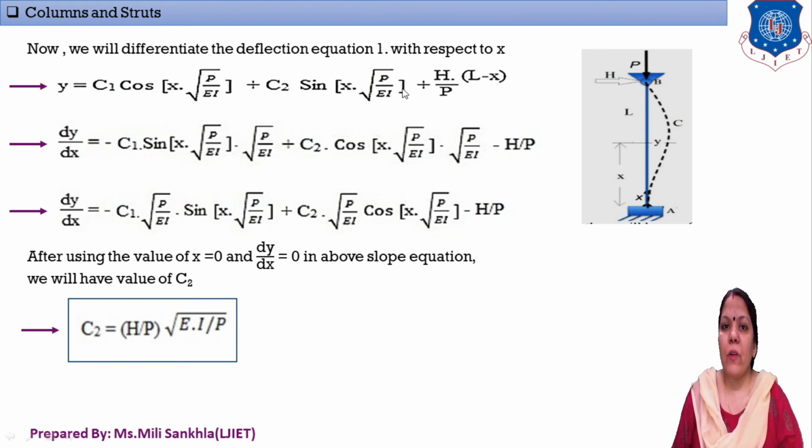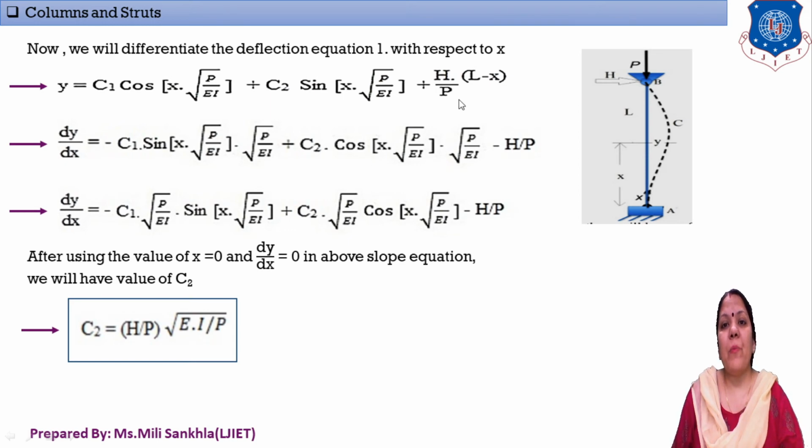Now one by one we differentiate this equation with respect to x. Differentiation of y with respect to x is dy by dx, C1 as it is, and cos, differentiation of cos is minus sin x under root of P upon EI, and this constant term differentiates under root P upon EI. Then C2 sin converted into cos x under root P upon EI, and differentiation of this constant term with respect to x is under root P upon EI.